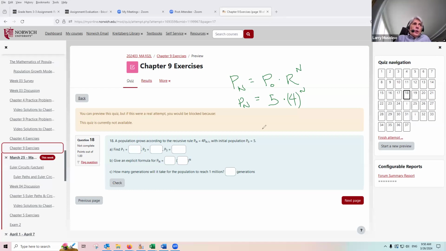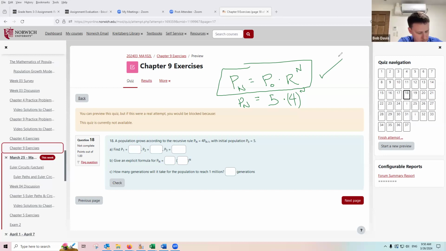Well, for the explicit formula, you have to write it in this kind of format right here. If you can see my screen, P sub n equals P sub 0 times R to the n. That's the format we want to write it in. We need to fill in P sub 0, and we need to fill in R. And by the way, R is what each term is being multiplied by to get the next term.